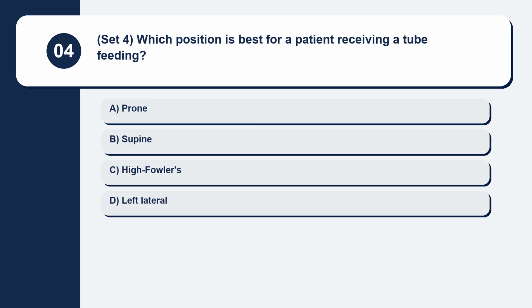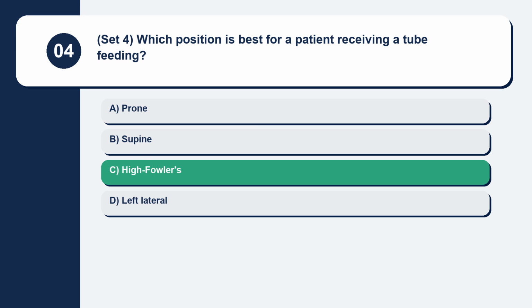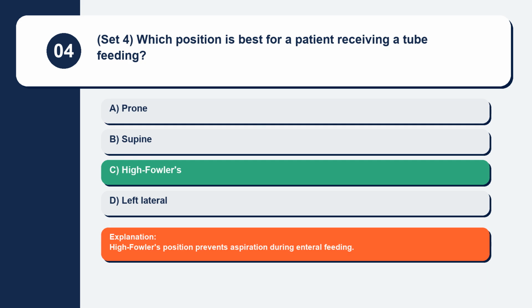Question 4. Set 4. Which position is best for a patient receiving a tube feeding? Prone, supine, high Fowler's, left lateral. High Fowler's position prevents aspiration during enteral feeding.